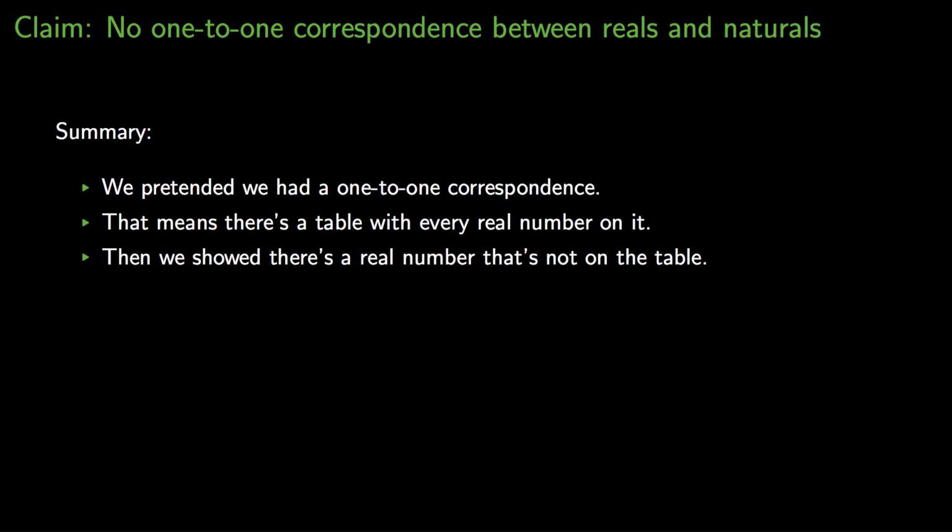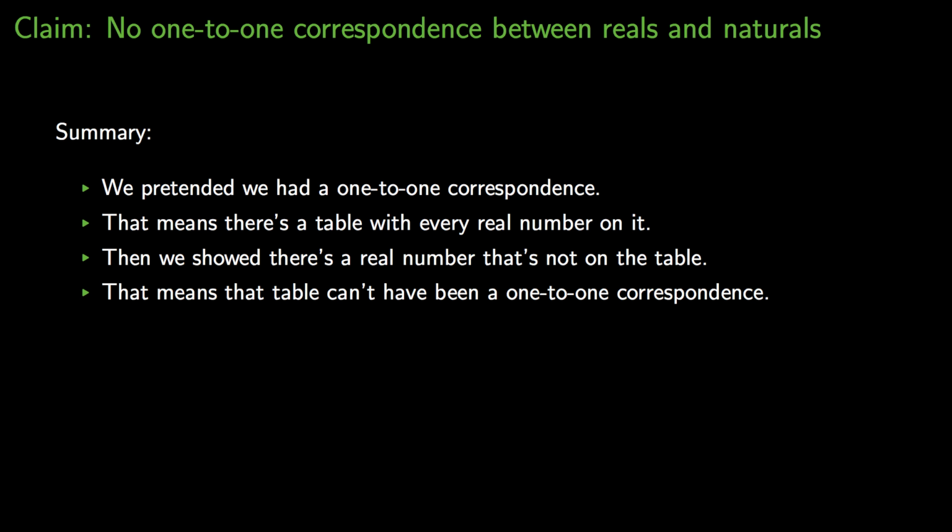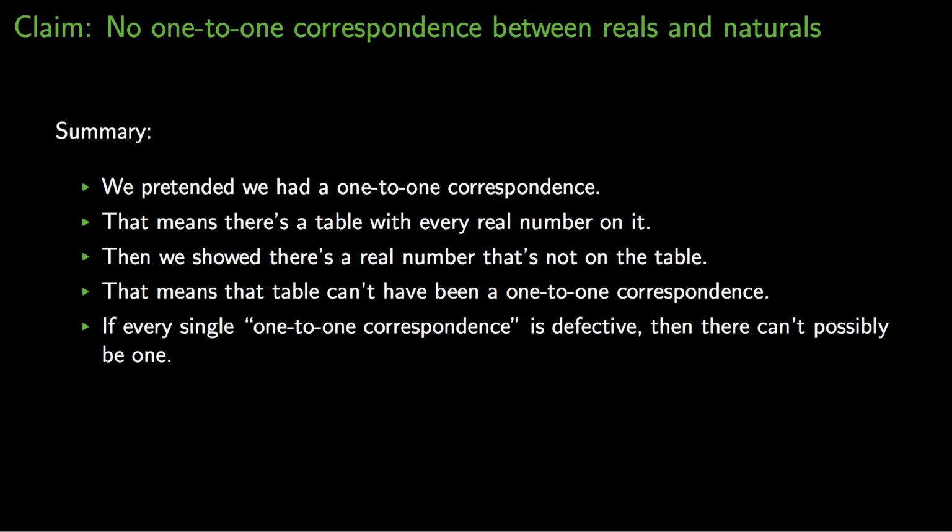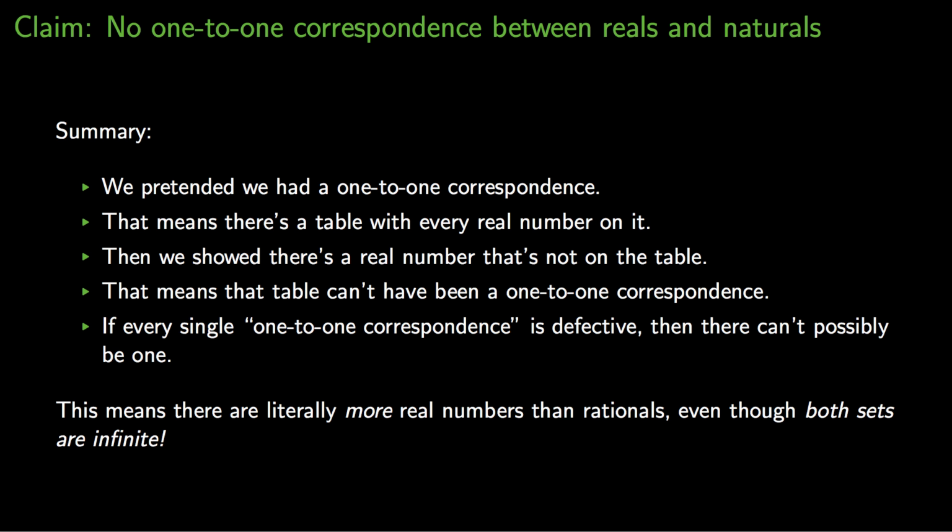Well, does the table have every real number on it or doesn't it? I mean, what this proves is that table can't possibly exist. You can't have a 2-column table with every real number in the world on it. And so that table can't be a one-to-one correspondence, which means there is no one-to-one correspondence possible. And that means that reals and naturals don't have the same cardinality. The reals are bigger.